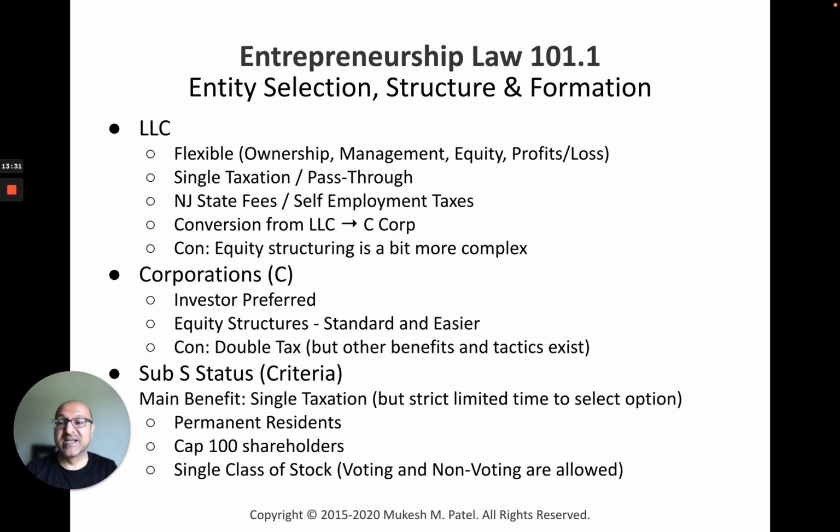And you're only entitled to have a single class of stock, unlike C corporations where you can have multiple classes of stock. You can have Class A, Class B, common stock, preferred stock, all types of different rights and responsibilities attached to different classes of stock. In a sub-S single class of stock, however, voting and non-voting shares are permitted without violating that requirement.